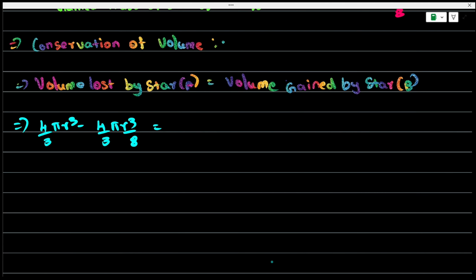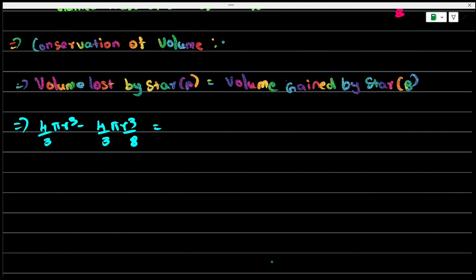And for the volume gained by star B, the volume is increasing. So to find the volume gained by star B, we need the difference between the final volume and the initial volume. Make sure to understand this point. For volume lost by star A, we take initial volume minus final volume, because the volume is decreasing, and for volume gained by star B, we take final volume minus initial volume, because the volume is increasing.